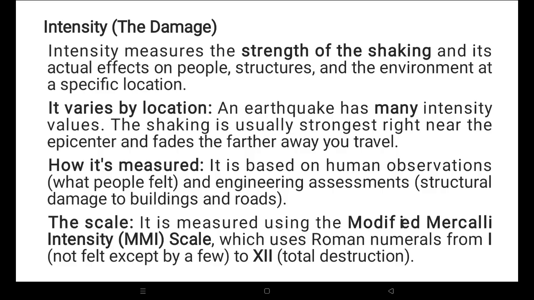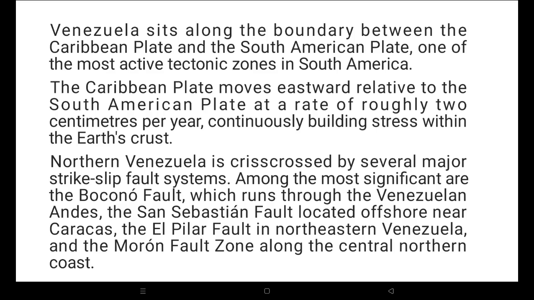I, double I, triple I, like that. So these are the two terms that have been used in measuring the earthquake. Now we'll go into what is the reason behind the Venezuela earthquake.